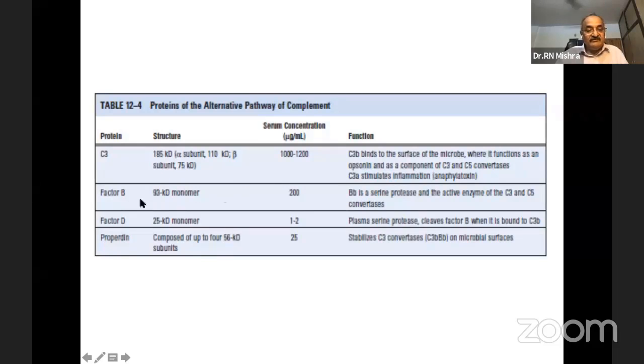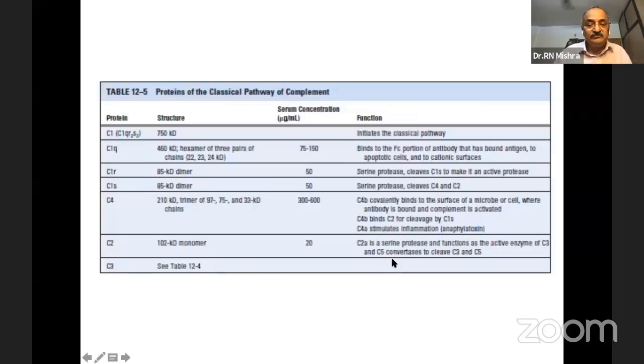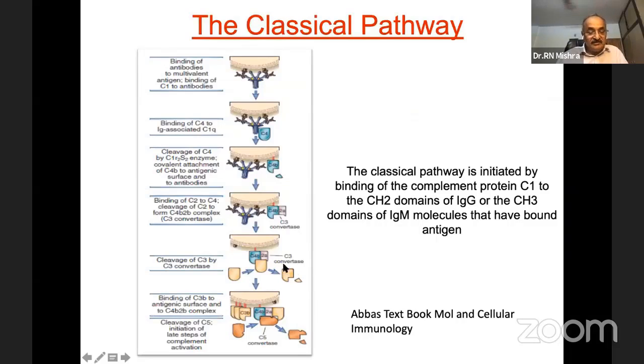And we talk about factor B. Bb is a serine protease, the active enzyme of the C3 and C5 convertase. And factor D is a plasma serine protease that cleaves factor B, C3b, and properdin stabilizes C3 convertase. So here C3 convertase is C3bBb, factor B. But for the classical pathway, this is the C3 convertase, the C4b and 2b.